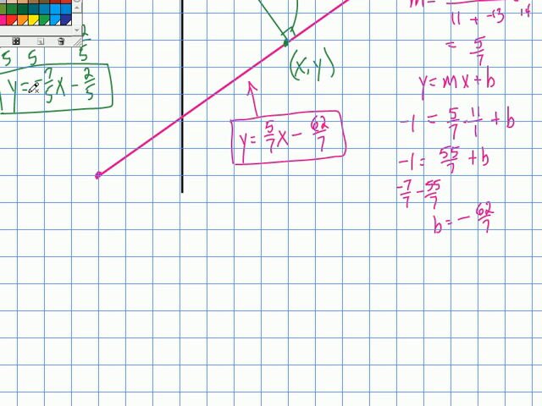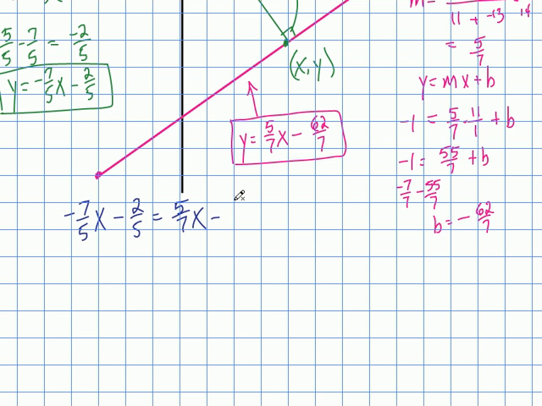So now, what are we going to do? Now, the book might do something a little different. They might substitute and put them on top of each other and all that kind of stuff. But this is what I do. Since this is equal to y and this is equal to y, they're equal to each other, right? So let's set them equal to each other. So negative 7/5 x, I'm sorry, let's try that again. Negative 7/5 x minus 2/5 equals this thing right here, right? 5/7 x minus 62/7.